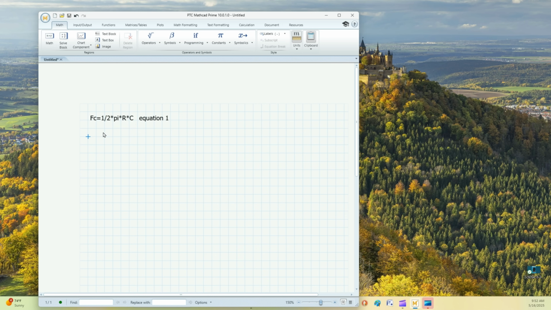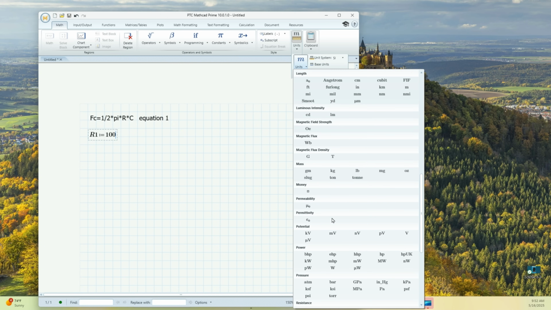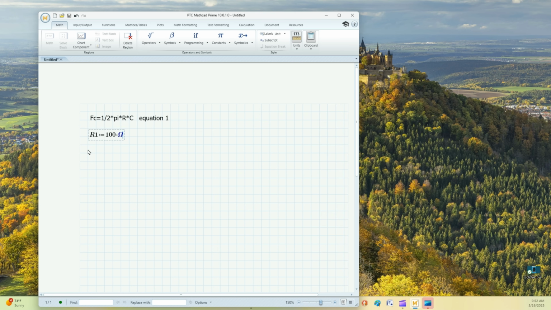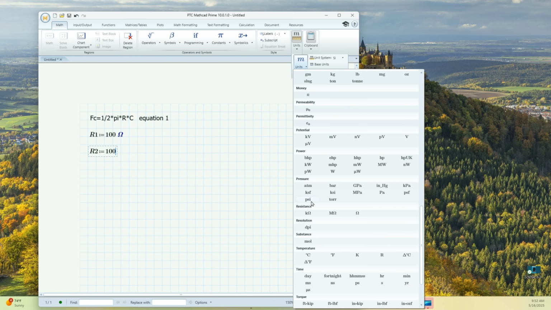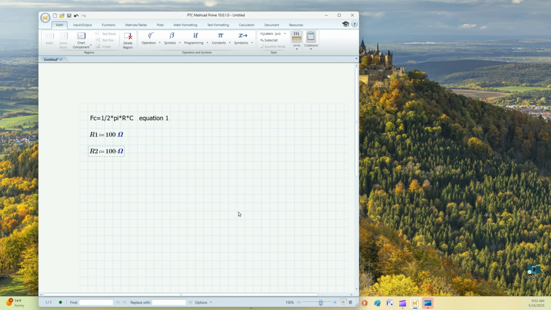So let's enter what R is. R1, shift colon, equals 100 ohms. And we have to use the units or the answer won't have the correct nomenclature on the output. So we go down to resistance, it's 100 ohms. R2, shift colon, is also 100 ohms for perfect power transfer. Go down to resistance again, find the ohms.